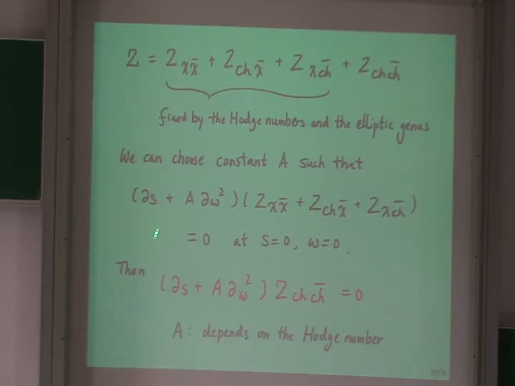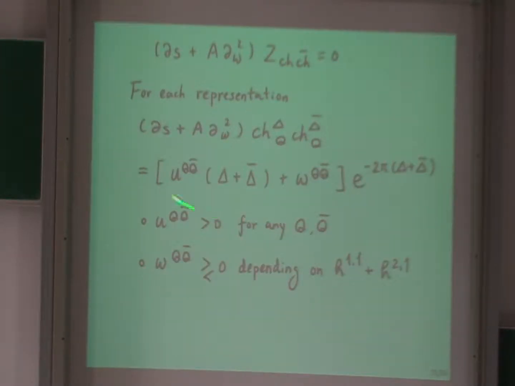So then, we know that this derivative operator acting on the total thing should be 0 when evaluated at this number. But we can take some particular linear combination so that this subsector can also be annihilated by differential operators. If you do that, then the remaining part should also satisfy this kind of equation. The interesting thing is that this coefficient can depend on the Hodge number because it is determined by this equation. And for each representation, you can have this kind of property. So we can exploit this property.